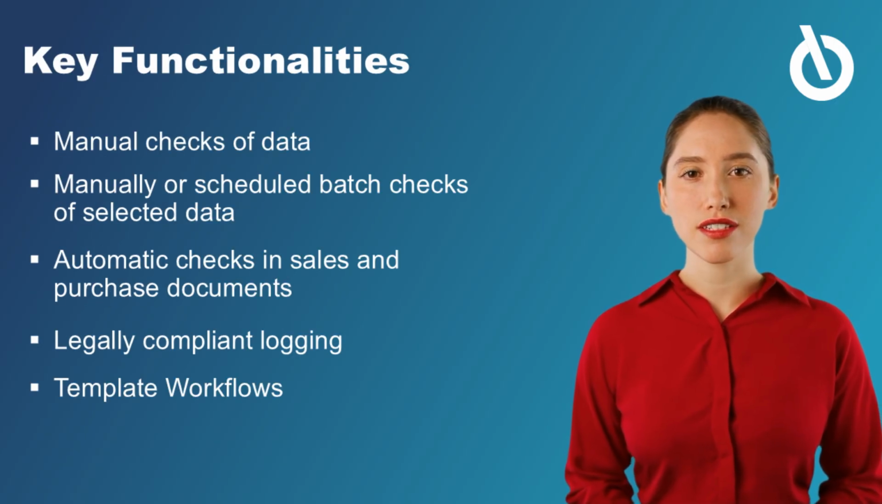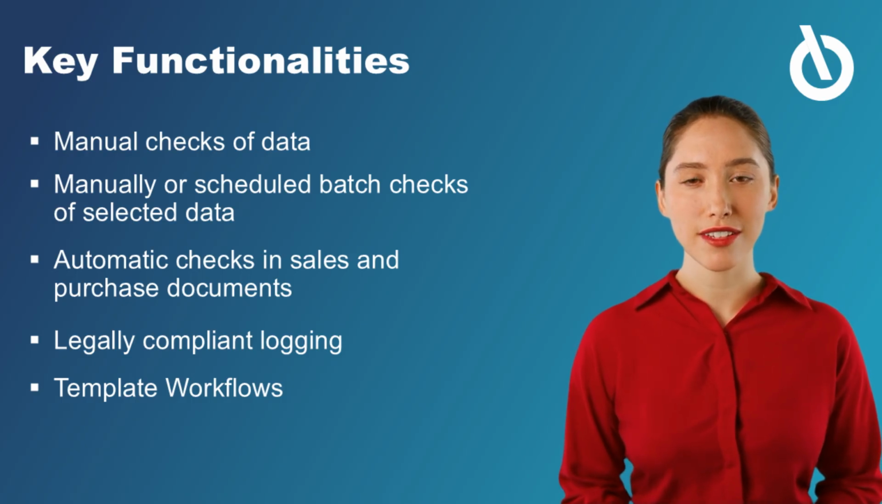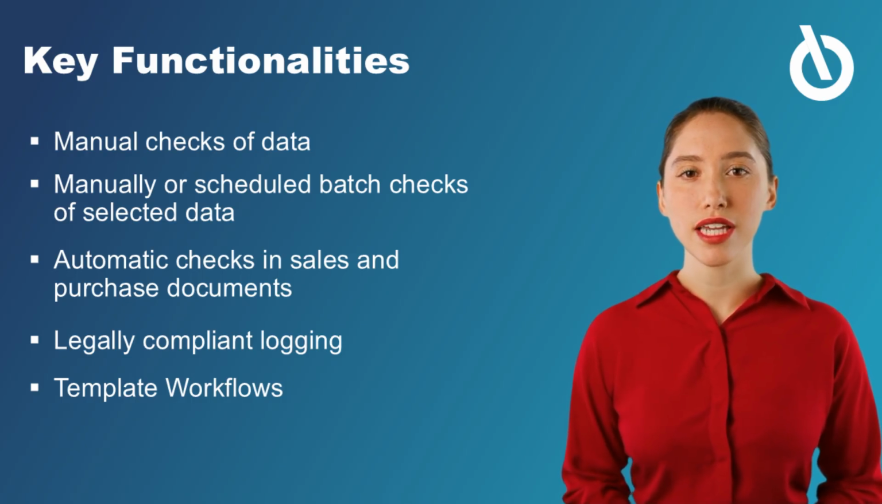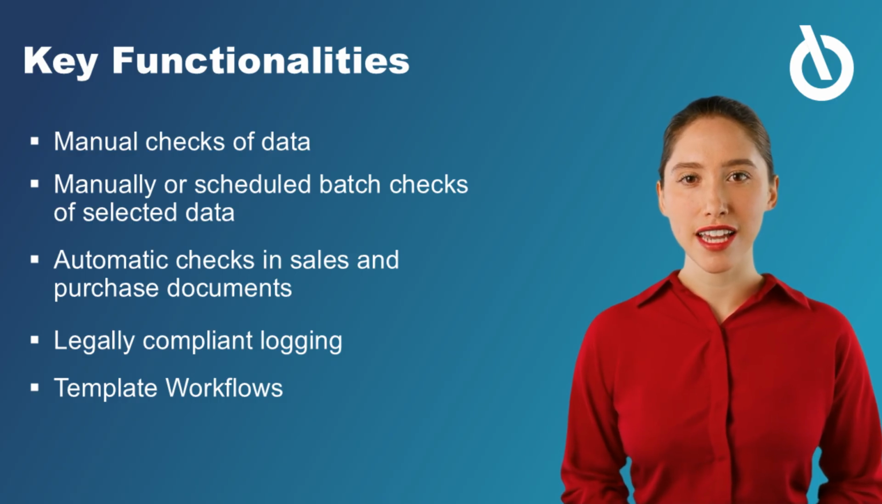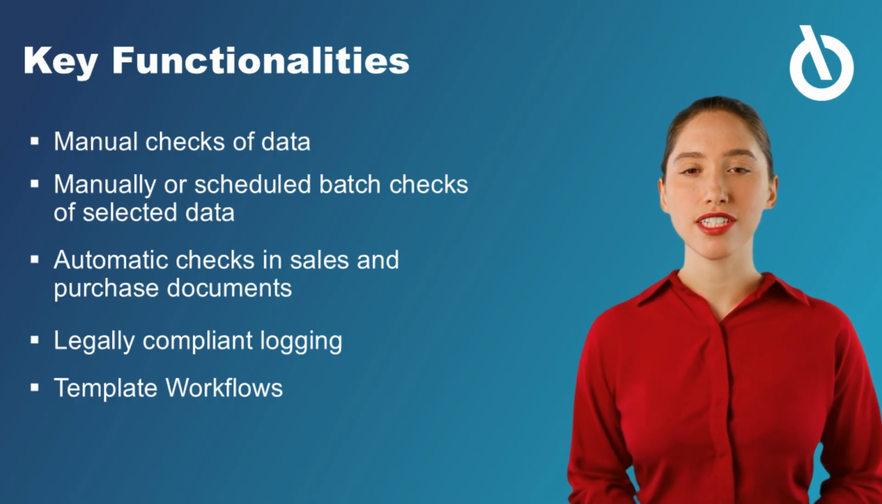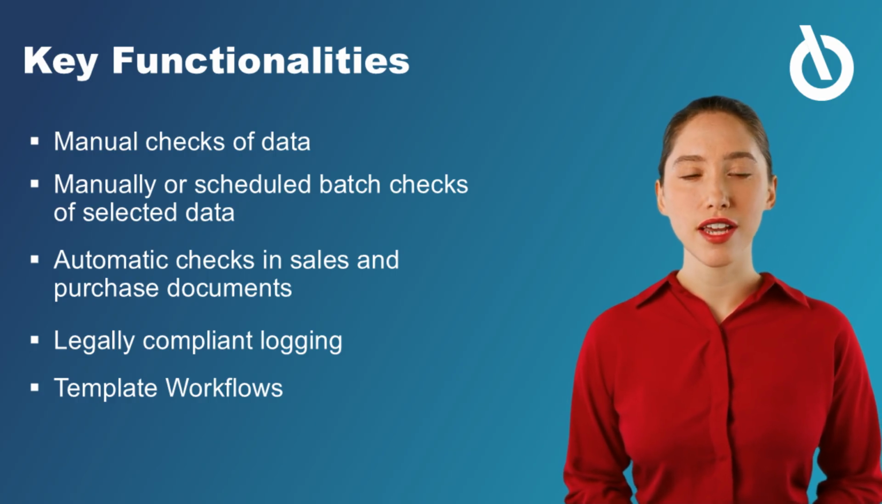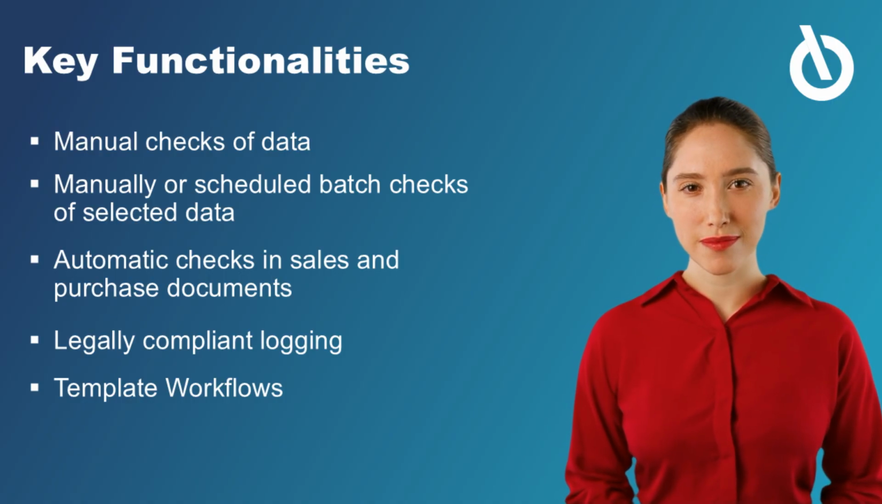With just a few clicks, users can conduct checks against global sanction lists. Those checks can be performed manually or automatically for selected business contacts and time periods, or as part of your sales and purchasing processes within documents, all including a legally compliant logging. Also, you can choose our template workflow to block customers and vendors with negative check results or create your own workflows around sanction checks. You will find short videos on all those functionalities within our other sanction check videos.